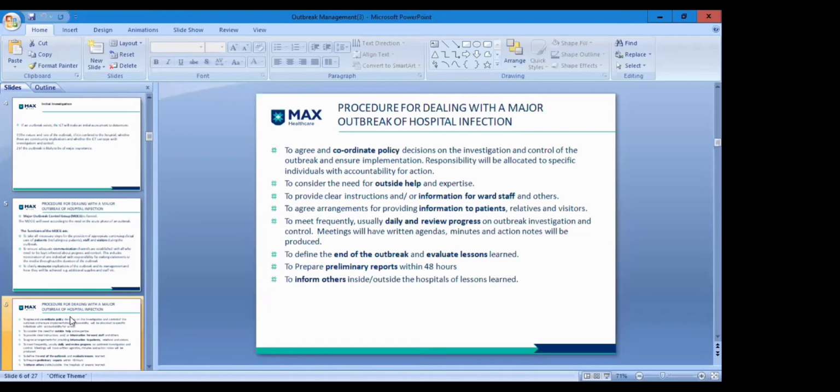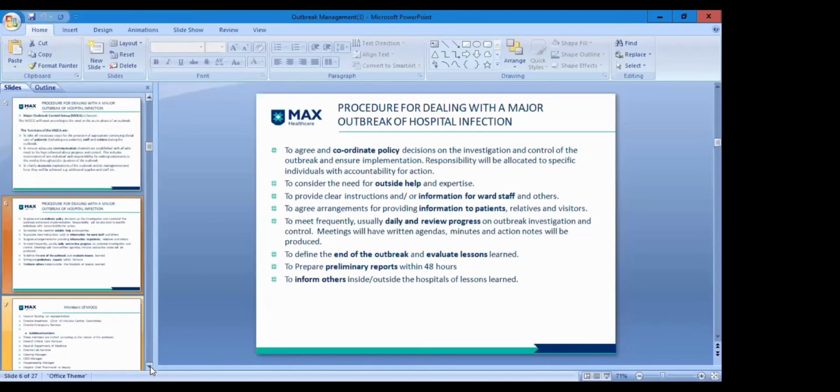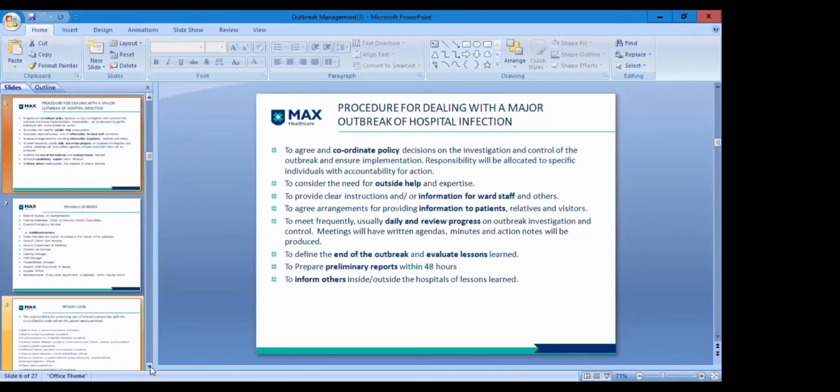And we also evaluate lessons. If any gaps were there in the care of our patients or staff, we always evaluate and try to take those learnings in that hospital's major outbreak group, and also produce reports within 48 hours. These lessons are usually circulated inside our hospitals and we also inform others about this. So majorly, this is all the work to be done by the major outbreak control group.